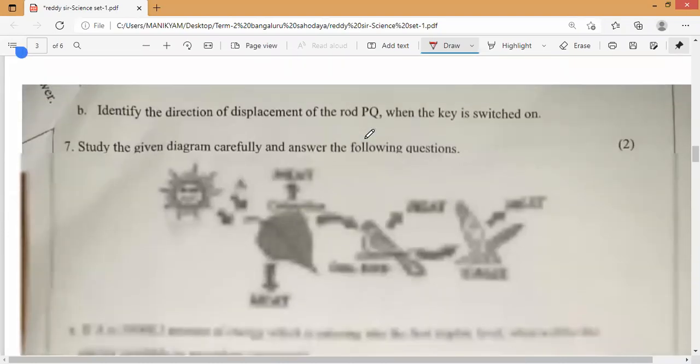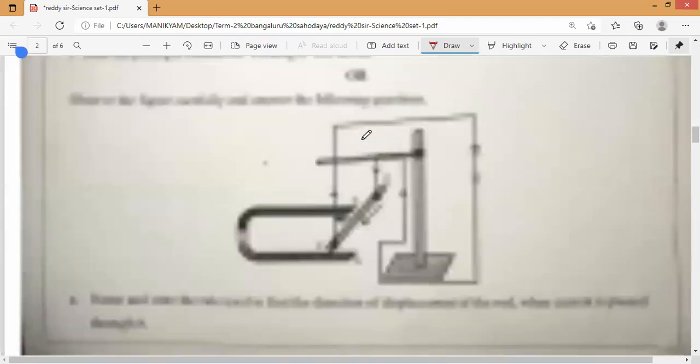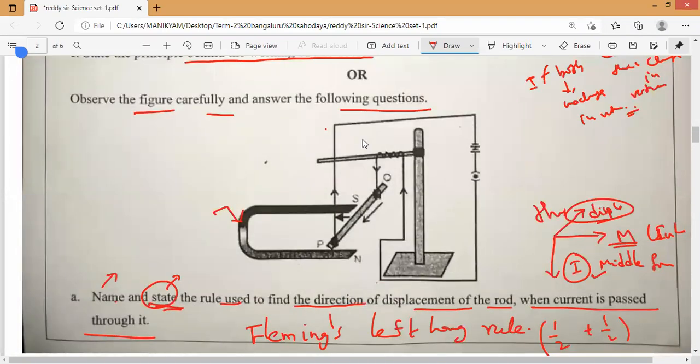Okay. Next, identify the direction of displacement of the rod PQ when the key is switched on. So observe carefully and tell me. Now current is passing from P to Q. In the textbook diagram they have given A and B. Yes or no, guys? Now in place of A and B they have given P and Q. So observe very carefully. Nothing is changed, it is the same diagram from the textbook.